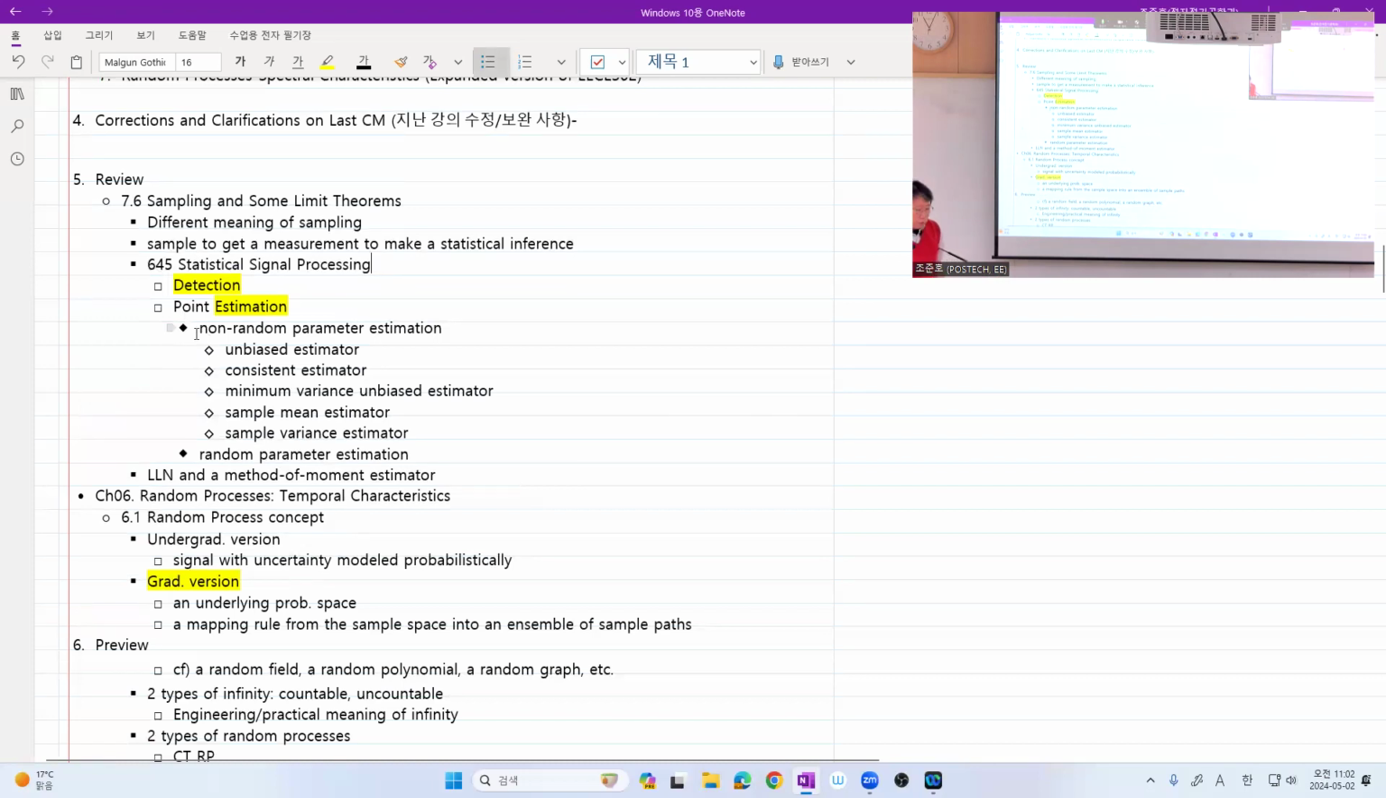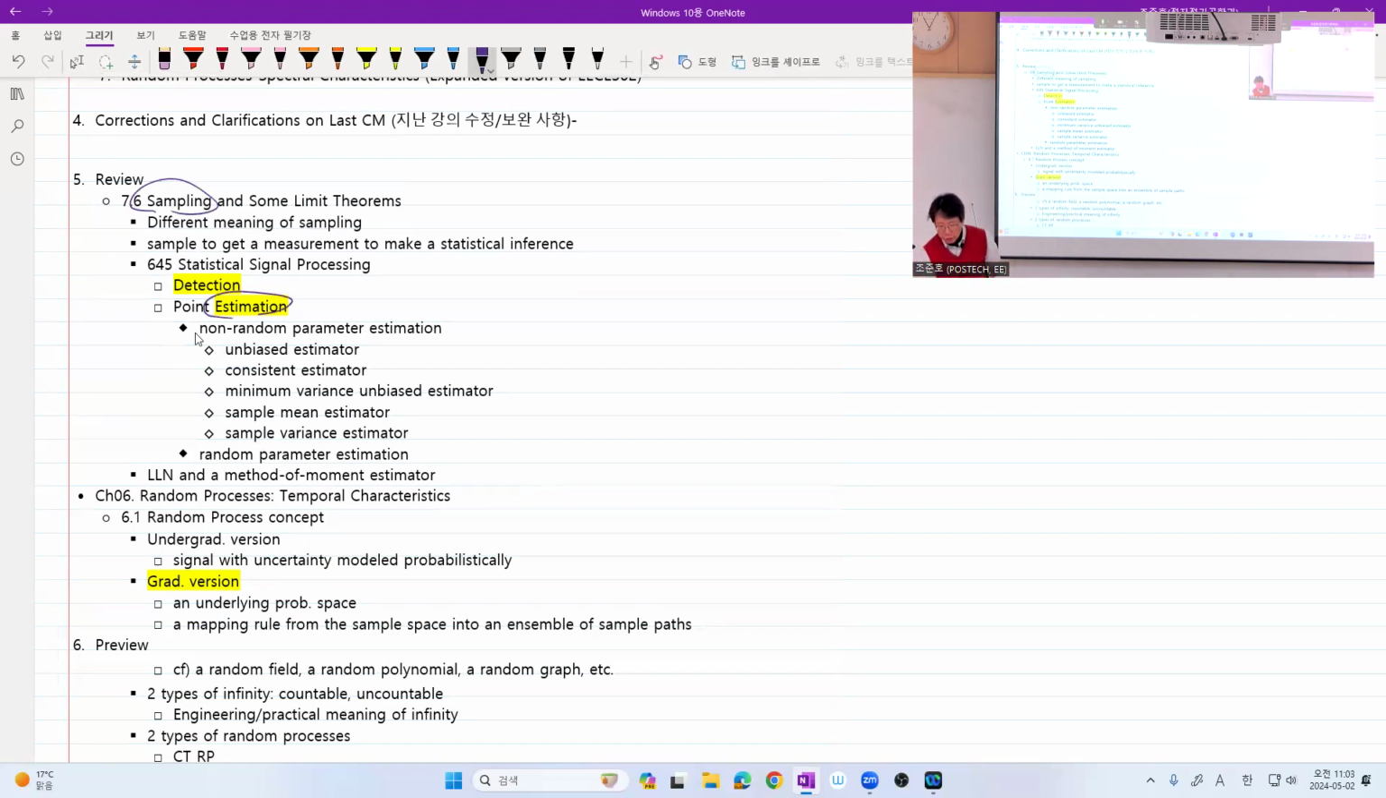For the point estimation and even the detection, we have subclasses. We may want to estimate something that is not random but unknown, or we want to make an inference on a parameter that is randomly modeled, which means that we know some prior knowledge that provides some statistical information. But in this section, we focus on estimation of a non-random parameter. So it is related to one quarter of the entire statistical signal processing.